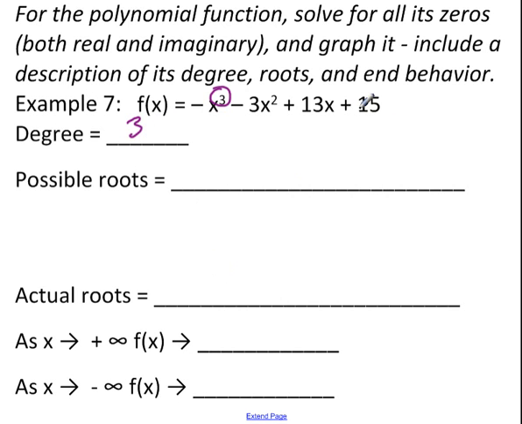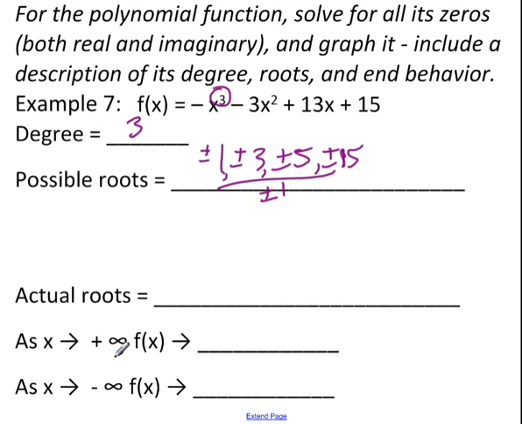Possible roots. Well, what's going on here? We got plus or minus 1, plus or minus 3, 5, and 15. And since the front is just a 1, that's all over plus or minus 1, so it doesn't even matter. Alright, so we got 1, 3, 5, and 15 is all of our possibilities. Actual roots, that's the work we're going to have to do.